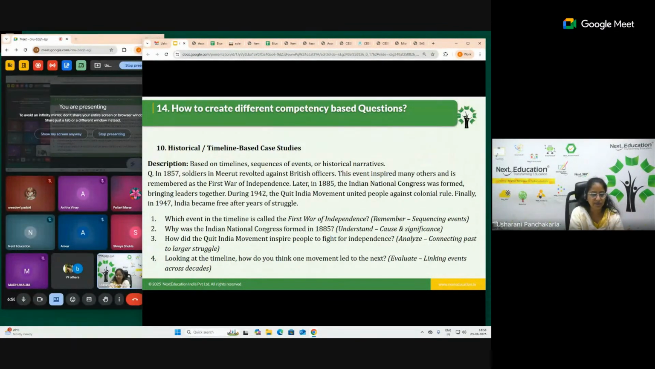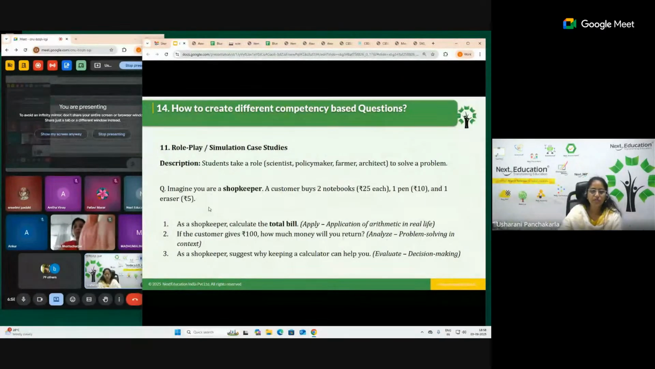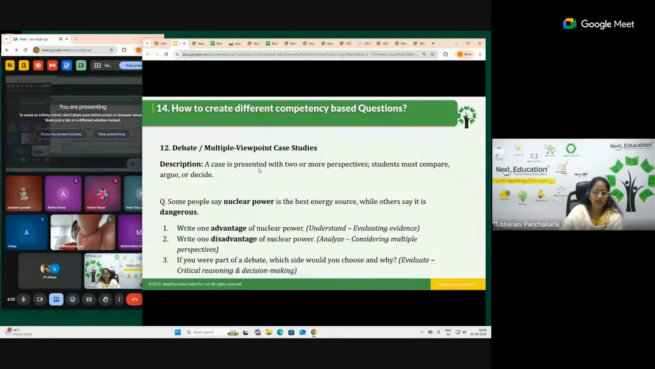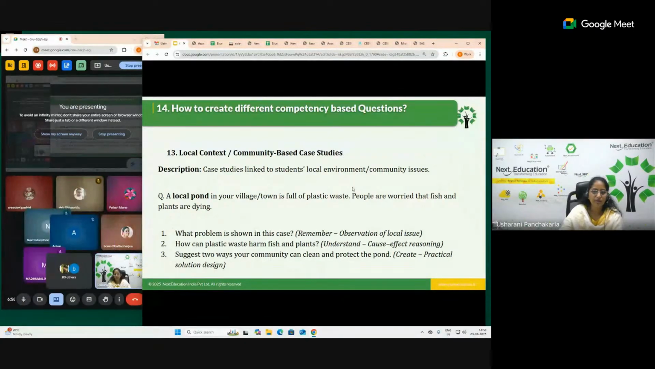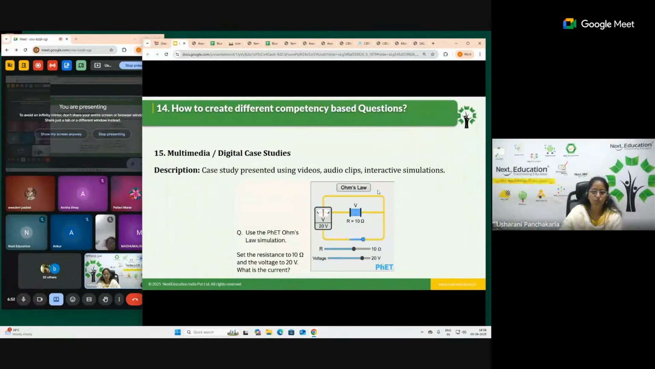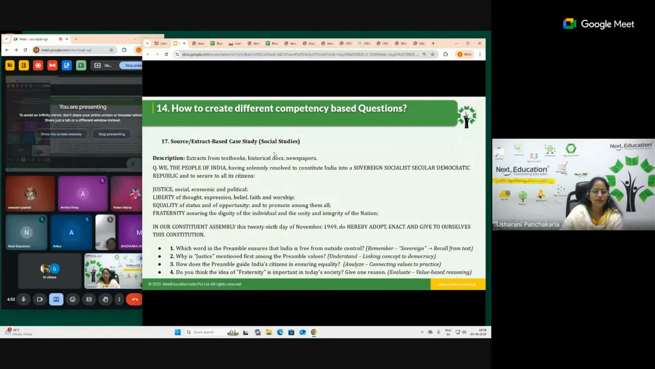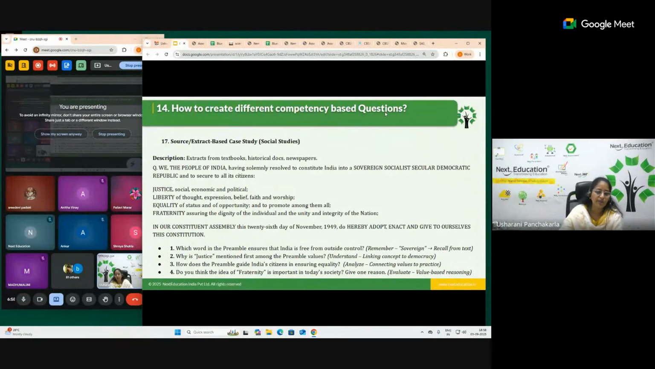It's not separate, but when it comes to the English subject, those people are also taking some sessions, and they will explain in detail the different types of case study questions which we have discussed here, like role play, simulations, debate, then local context, community-based case study questions, interdisciplinary big problem case study questions, multimedia or digital case study questions, where simulations are given. Based on that also we can ask. Assertion and reasoning are also included. These are all the different competency-based questions, and these should be aligned to the learning outcomes and competencies. Then only we can say this is fruitful, that we have achieved holistic development.